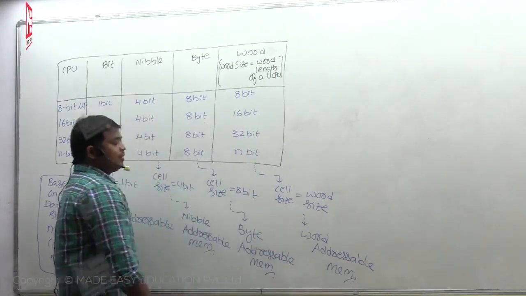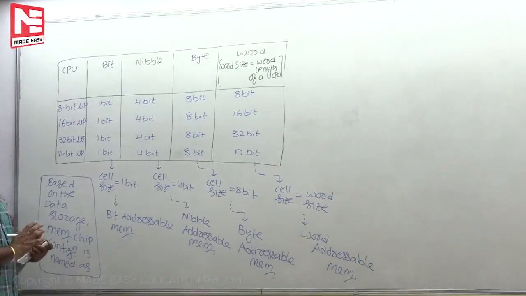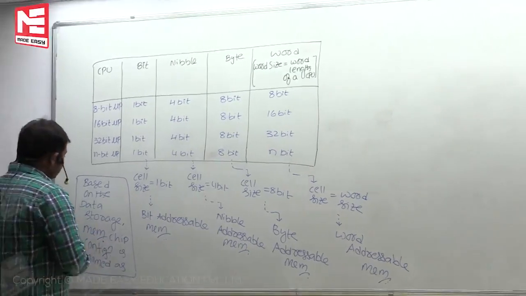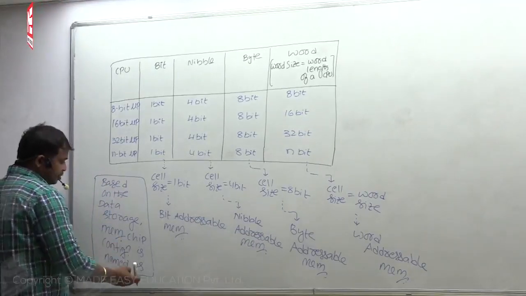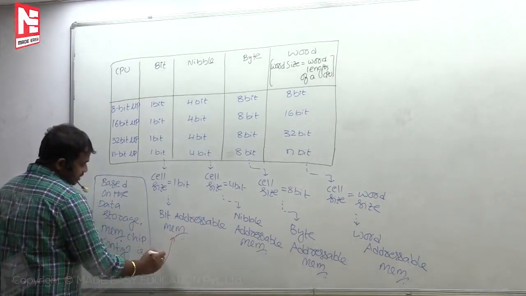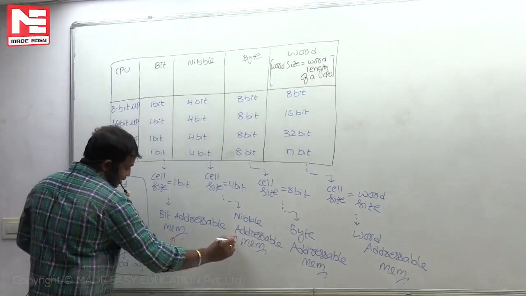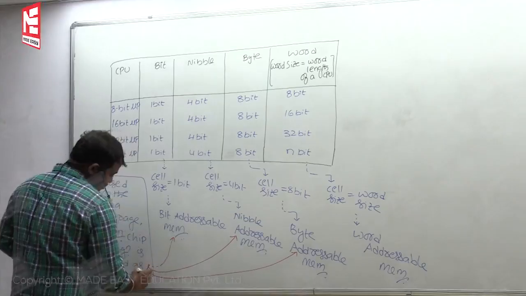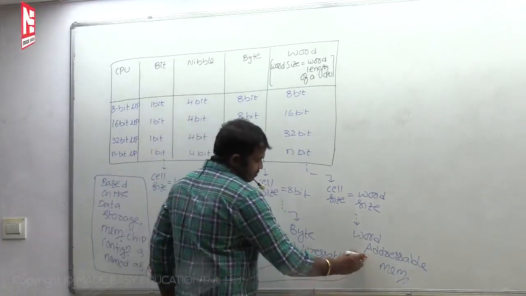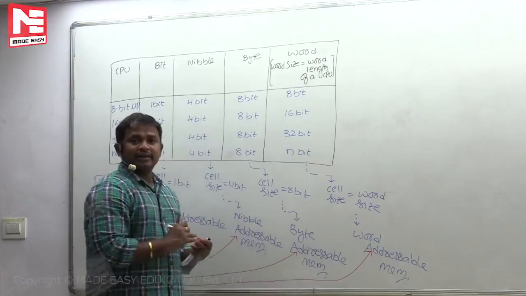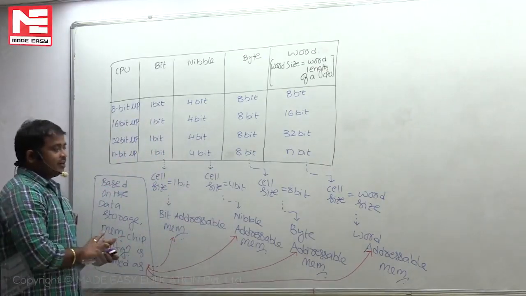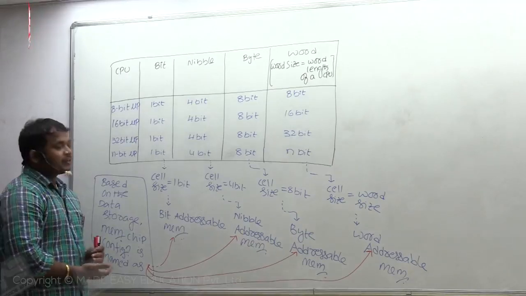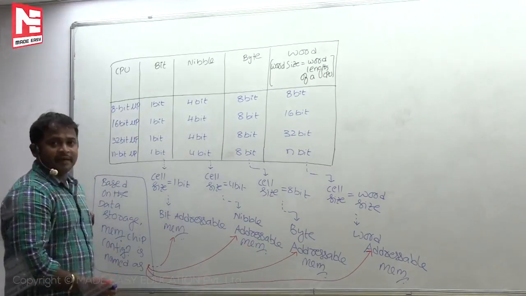Like this, 4 different memory configurations are there: bit address, nibble address, byte address, and word address. Now, based on the data storage, memory chip configuration is named as bit addressable, nibble addressable, byte addressable, and word addressable, like this. Clear now? Now come to the point. In the 4 memory configurations, which configuration is practically present and which one is not present in practice?